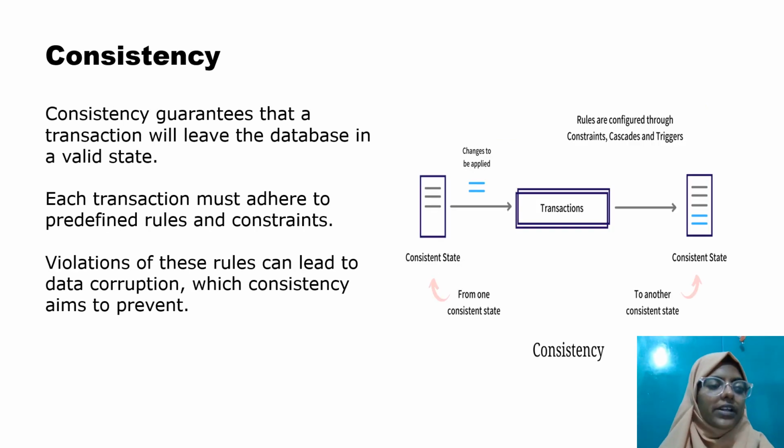The next property is consistency. Consistency guarantees that a transaction will leave the database in a valid state. Each transaction must adhere to predefined rules and constraints. Violations of these rules can lead to data corruption, which consistency aims to prevent.